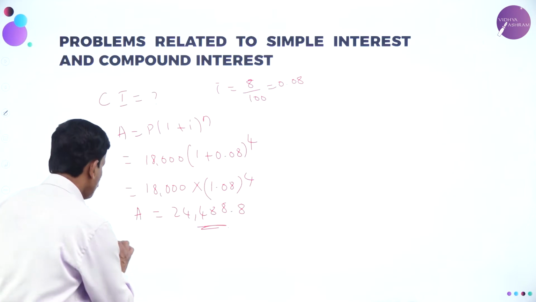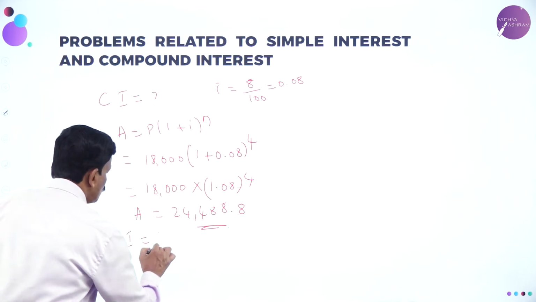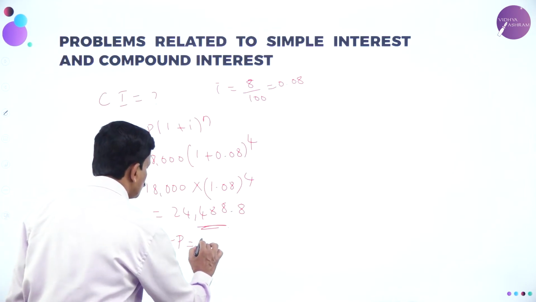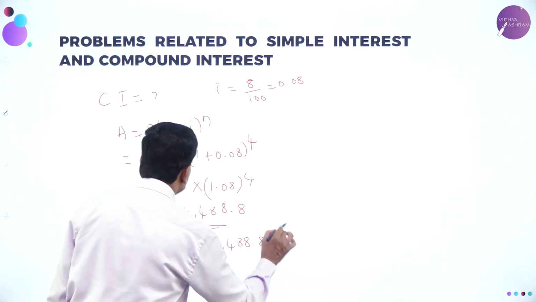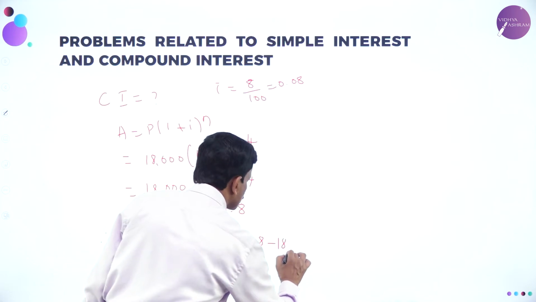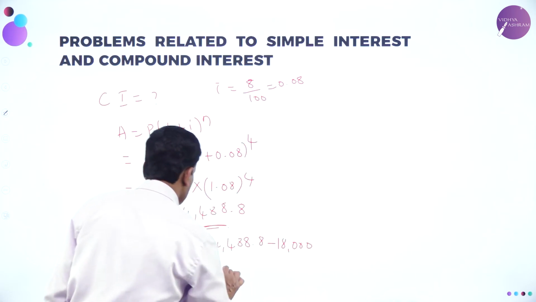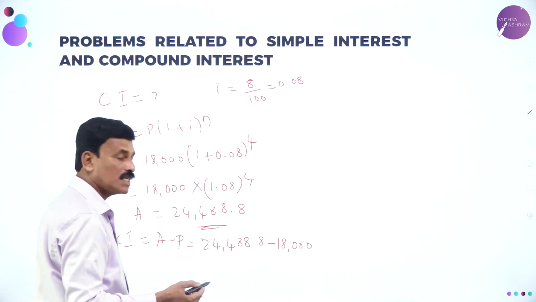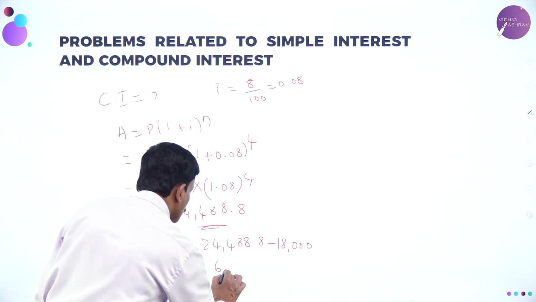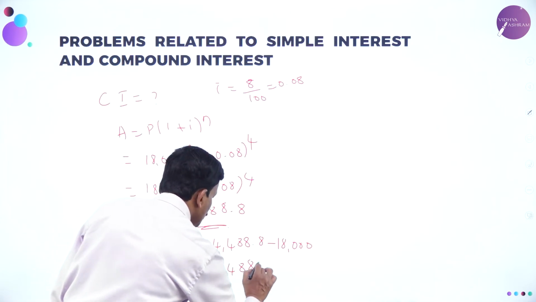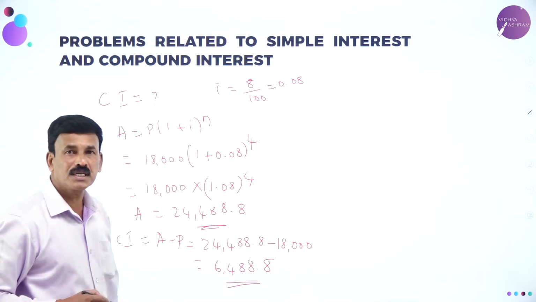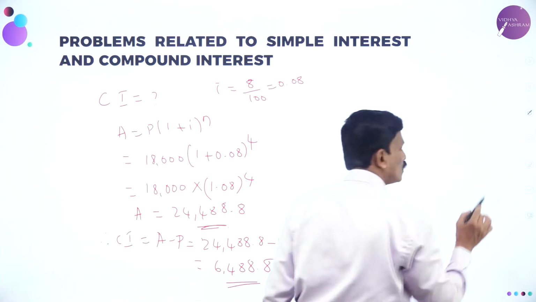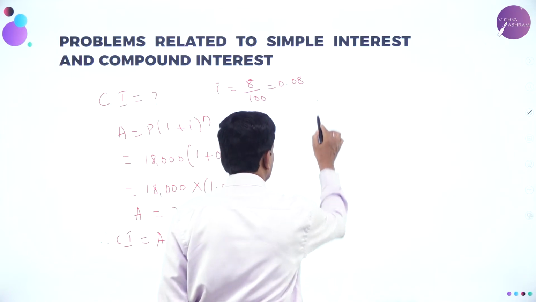Therefore, the compound interest is equal to amount minus principal. What is the amount? 24,488.8 minus principal, which is 18,000. So the difference: 24,000 minus 18,000 is 6,000, so we get 6,488.8. This is the compound interest. Now what is to find the difference between?